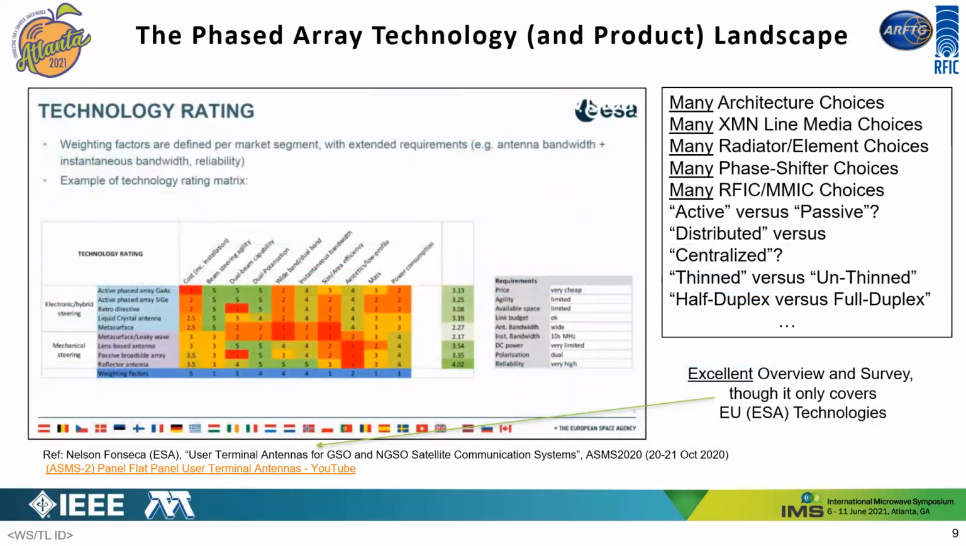In terms of phased array technologies, the playing field includes a broad range of architectures, componentry, and techniques. Referenced here is an excellent recent 2020 overview of a subset of these technologies by the European Space Agency, in this case covering technologies specifically from the EU. Architectures include passive phased arrays with centralized LNAs and HPAs, and active ESAs or AESAs with distributed LNAs and HPAs dedicated to individual radiating elements or small groups of elements.